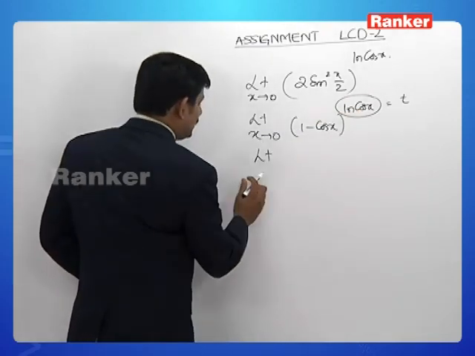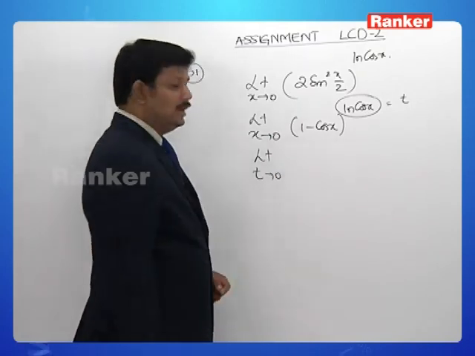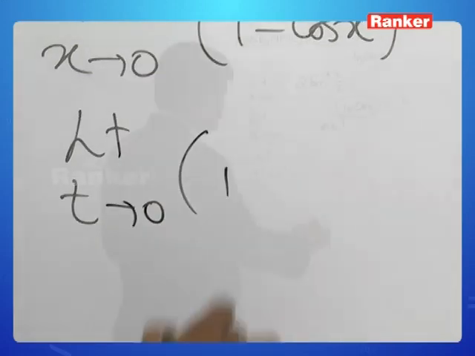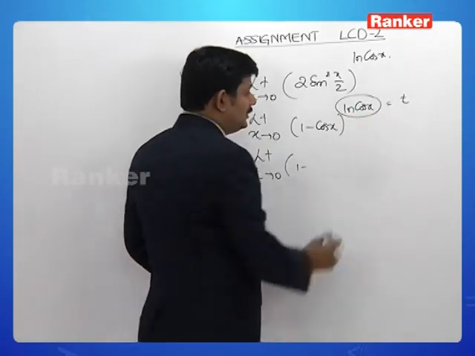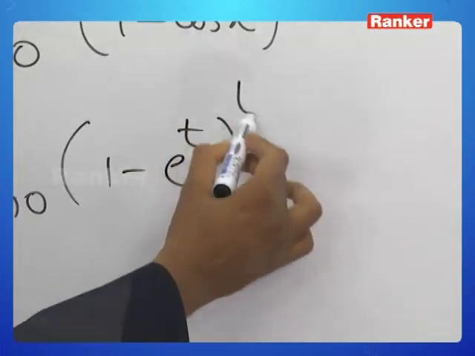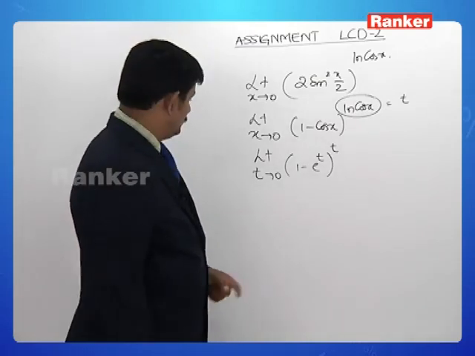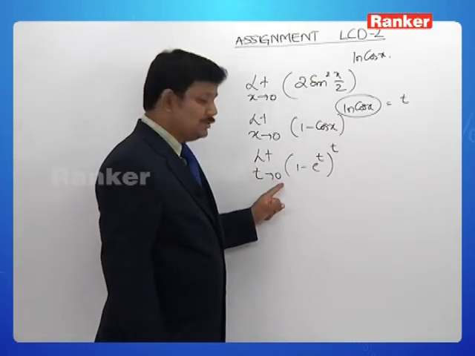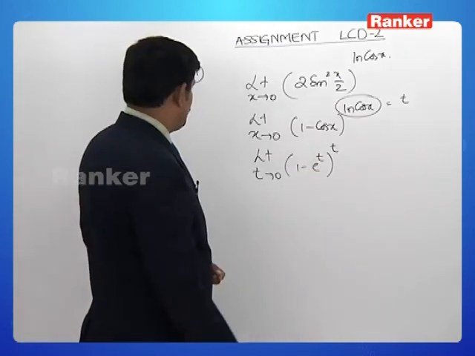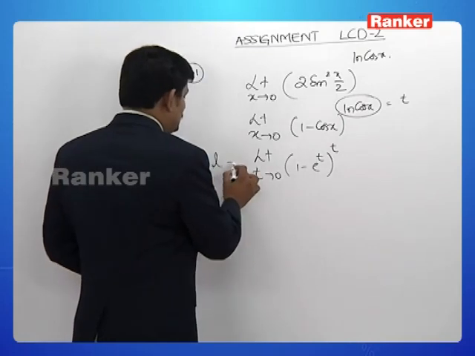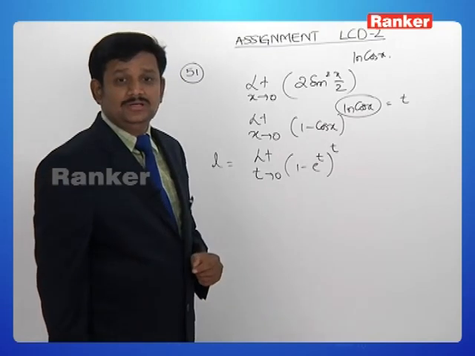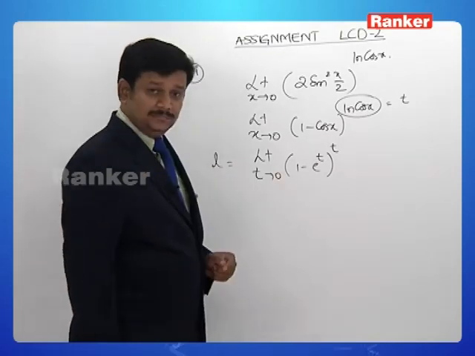So, this limit can be rewritten in terms of t as the limit t tending to 0 of 1 minus... if log cos x we call it t, cos x would be e power t. So, this becomes 1 minus e power t whole power t. Let us call this limit L. This is 0 power 0 form, and whenever we need to evaluate such a form, take log.